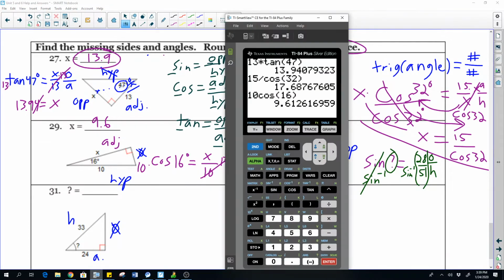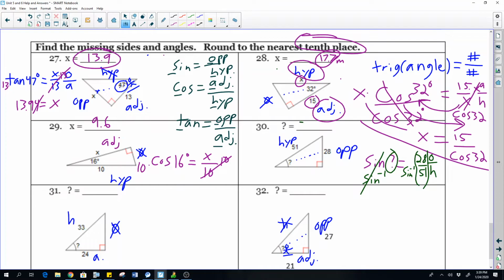Now we plug that into our calculator. Second sine to get inverse sine of 28 divided by 51. So 33.29 rounds, the 9 rounds that 2 up to a 3. So 33.3. We can do this one even though we don't usually have measurements. It's 33.3 degrees.